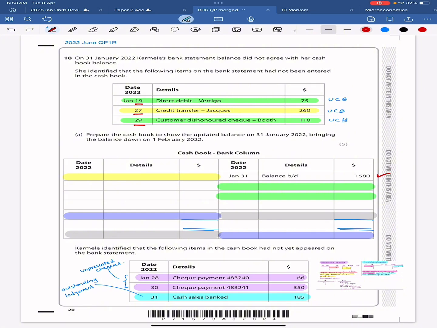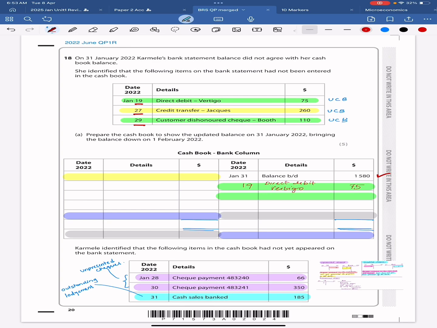The green information appears on the credit side, whereas the yellow information appears on the debit side of the cash book. Now you can see the opening balance of the cash book indicates a balance brought down on the credit side worth 1,580. Now let's post the entries for the rest of the transactions, such as direct debit, credit transfer, and dishonored checks.